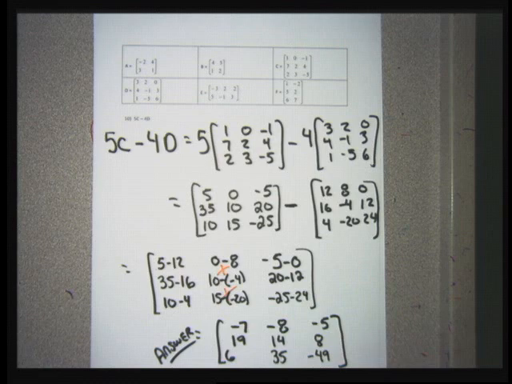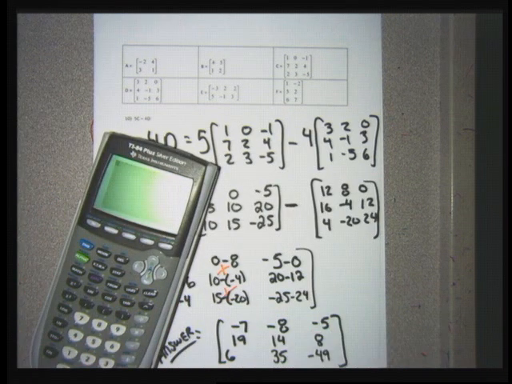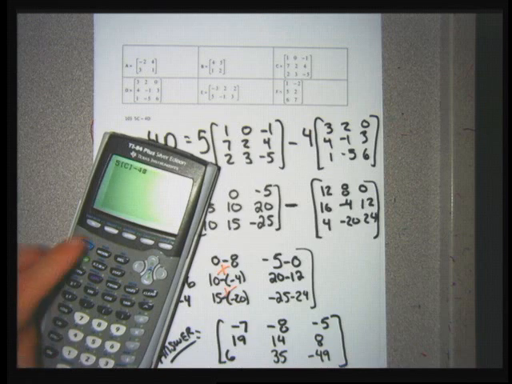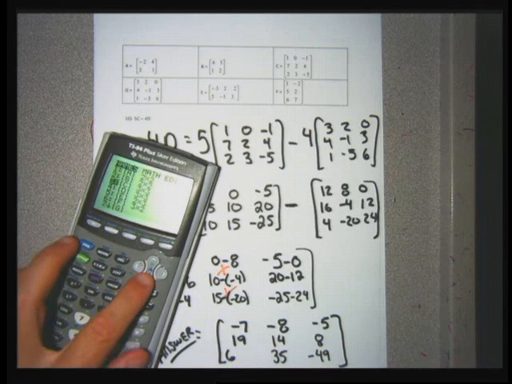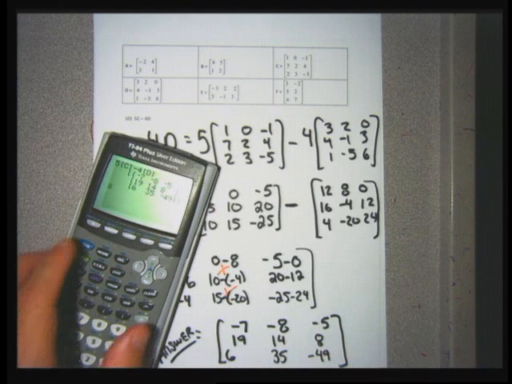Should be able to do this on my calculator just like the last problem. So I'm going to clear this out just to free up my screen. 5, and then second matrix, get the C in the names highlighted and hit enter. Then use the minus key, that's above the plus, below the times. And then 4, and then second matrix, names, D, and hit enter. I see negative 7, negative 8, negative 5, 19, 14, 8, 6, 35, negative 49. So my calculator's answer matches up with what I did by hand, so I'm content that I'm correct.